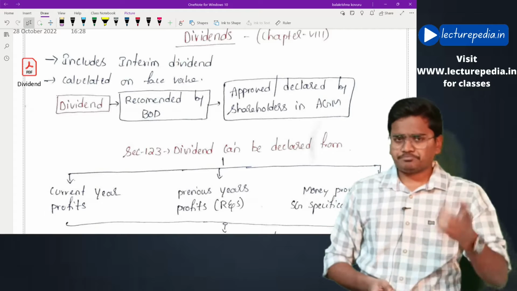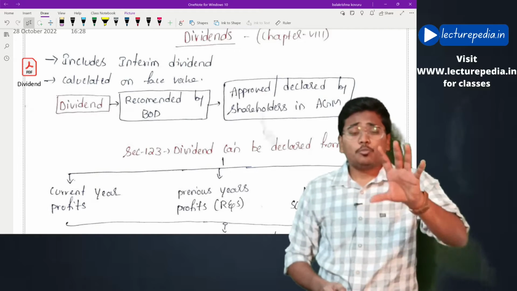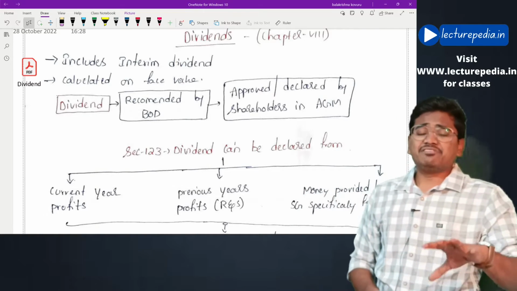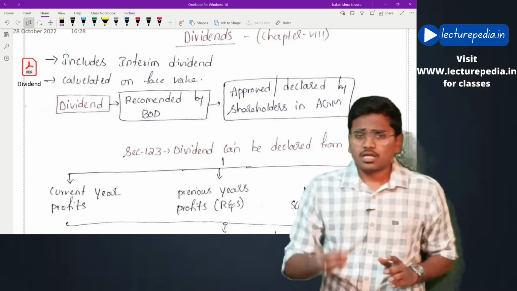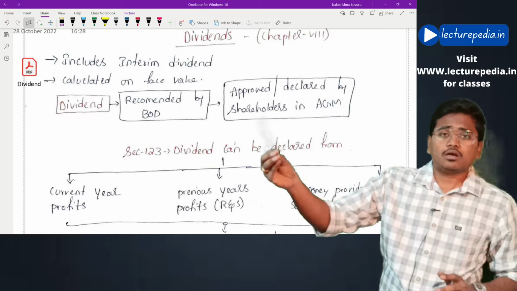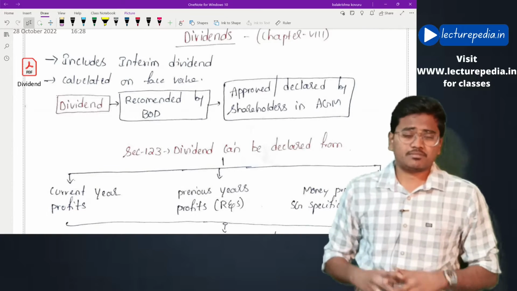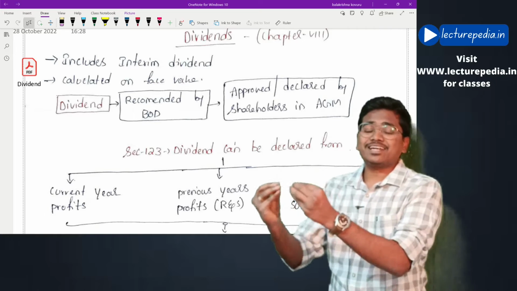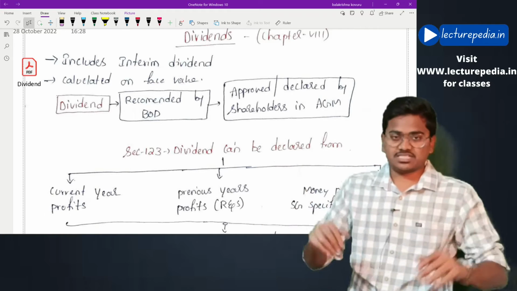Hope this is clear. Now let's say the board of directors have recommended a dividend of 10 rupees and shareholders have approved that dividend. Thereby shareholders declared a dividend of 10 rupees. That is the first case.